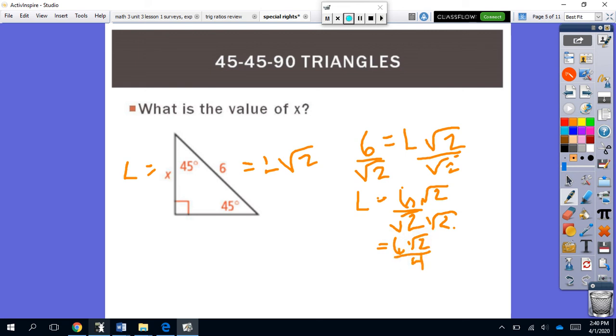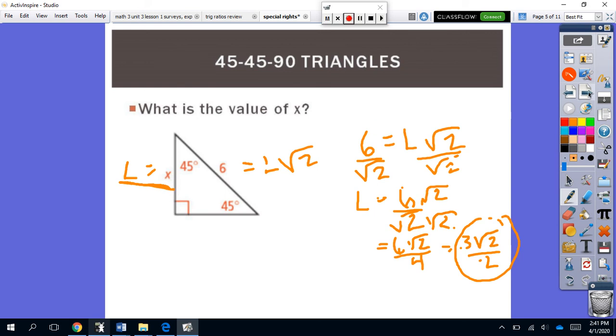And then I just reduce 6 over 4. The square root of 2 stays square root of 2 because that's under the radical. But the 6 over 4 can be reduced to 3 over 2. So this is really 3 square root of 2 over 2. That would be your final answer. So that's what x equals, because x is equal to L.